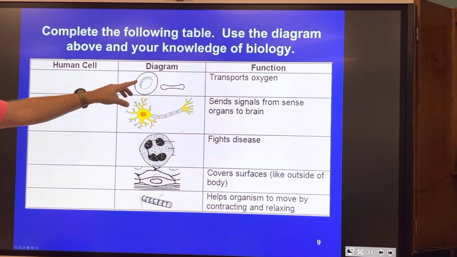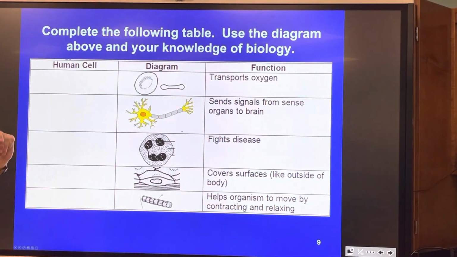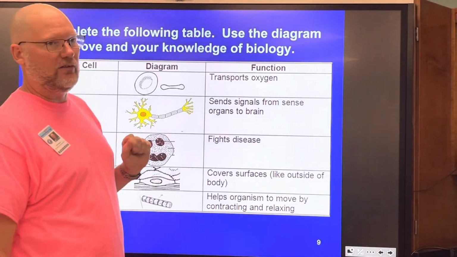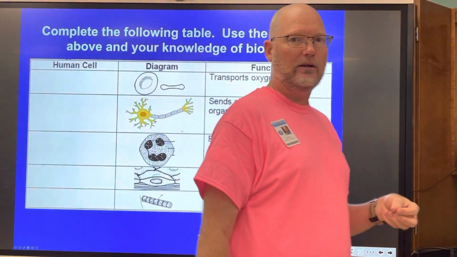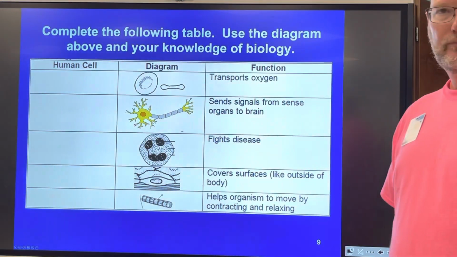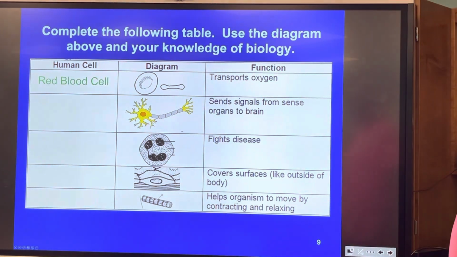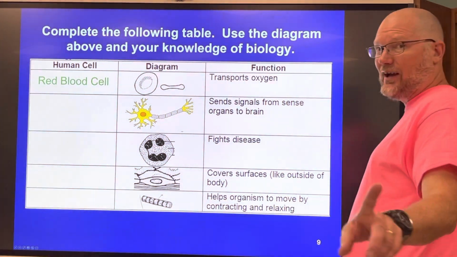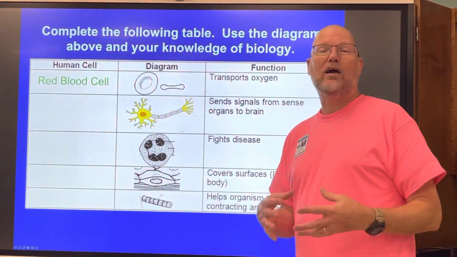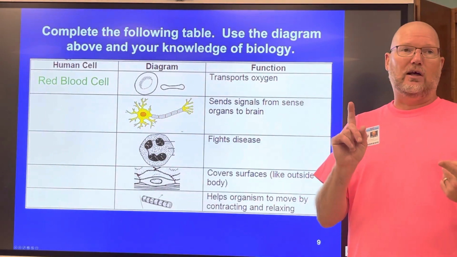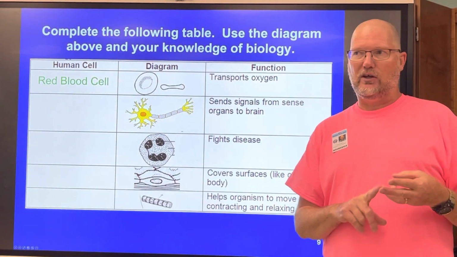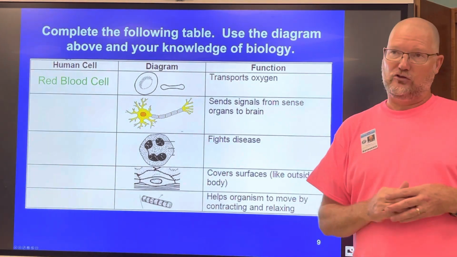So, here's a diagram. It's something that transports oxygen. What is the human cell that does that? What human cell does that? And if you're thinking blood cell, you're correct. But there are different kinds of blood cells, so make sure you have red blood cell, because white blood cells and platelets and other types of things don't transport oxygen.